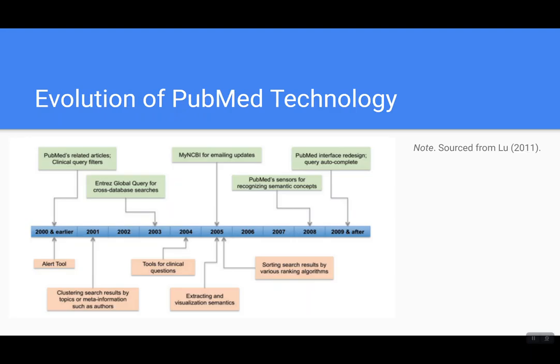And to give a sense of how much PubMed has changed since it was first released, here's a timeline covering 2000 to 2009. The green boxes are changes to PubMed, and the orange boxes are additions to other biomedical literature search tools. As you can tell, biomedical databases like PubMed have improved how they serve users dramatically in the 21st century. In fact, these are only a few of the many new features implemented during that time. And since 2009, PubMed has continued to receive frequent updates.